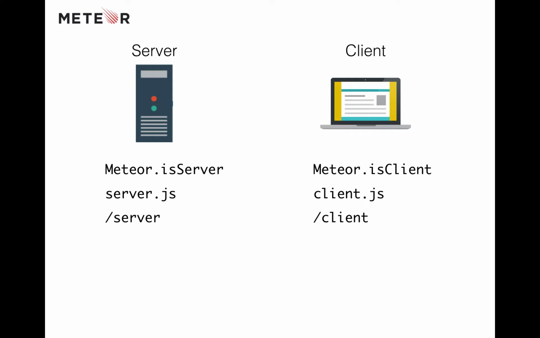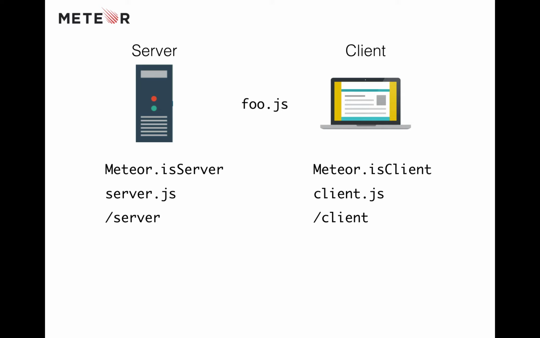And anything else that's not in server.js or server or client.js or client will get loaded to both. So let's say I create a foo.js file, that'll get loaded to both, and inside of there I would use a meteor.isServer check if I only wanted to run a certain part of the code inside of server.